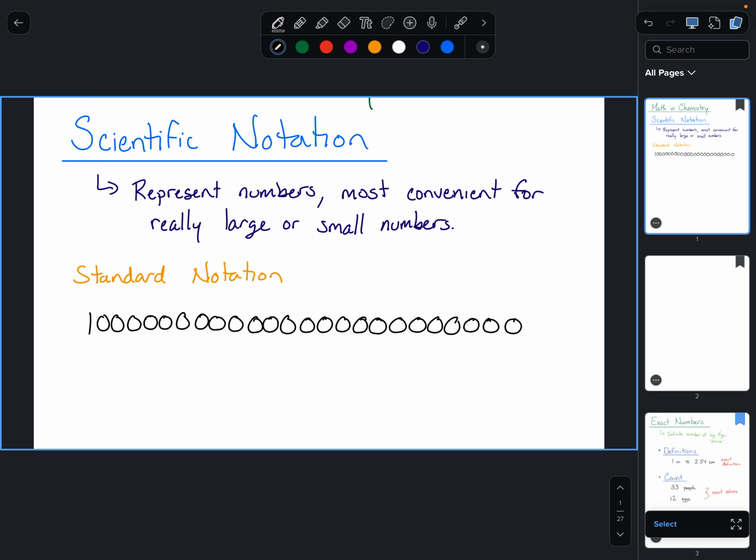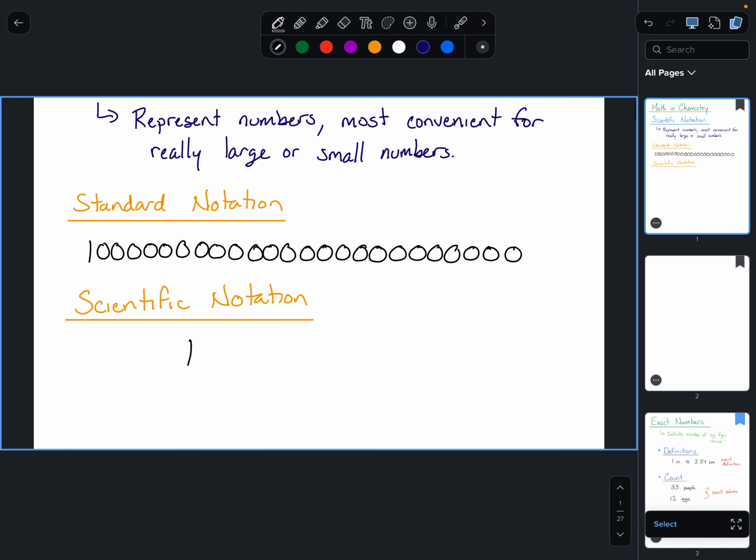If I was doing a calculation and all of my intermediate steps involved a number that was that big, it would be a really big pain in the butt, and it'd be really easy to make a mistake. Accidentally leave off a zero, add an extra zero, whatever it may be. So this would be this number in standard notation. I could represent the same number in scientific notation as 1 times 10 to the 24.